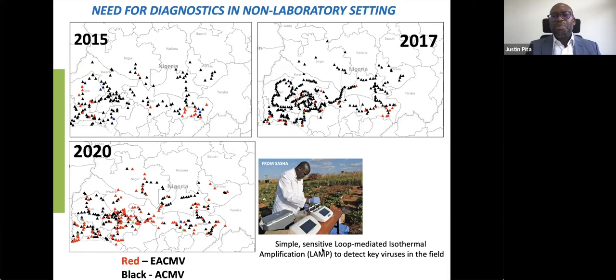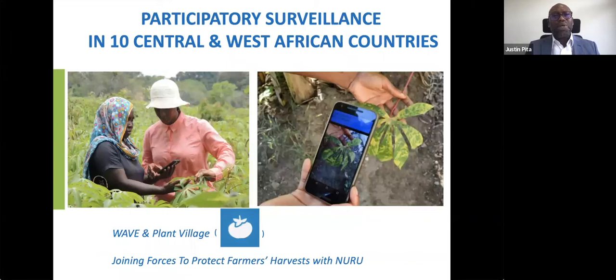And for that, we need funding, we need training, and we need really to apply that to really curb this spread. Because imagine that instead of EACMV, which is a germline virus, it was CBSD, the virus that is moving from East Africa. It would have been a very, very disastrous situation in Nigeria and in the whole West Africa. For that reason, also, we are working with PlantVillage at Pennsylvania State University through the use of an app called Nuru to conduct pathogen surveillance in all the 10 countries where WAVE is working.